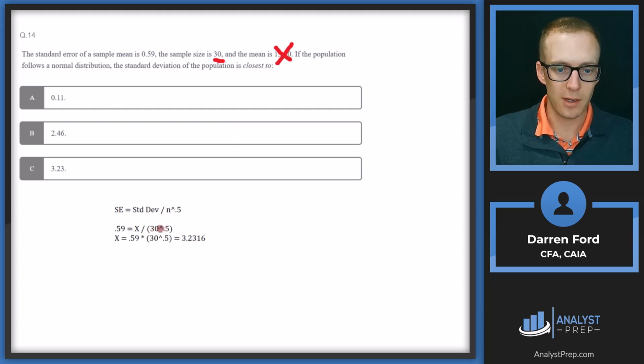And so we have 30, square root of 30. We're going to bring this over here. So we get x equals 0.59 times the square root of 30, which gives us a standard deviation of 3.2316. And that's going to round closest to answer C.